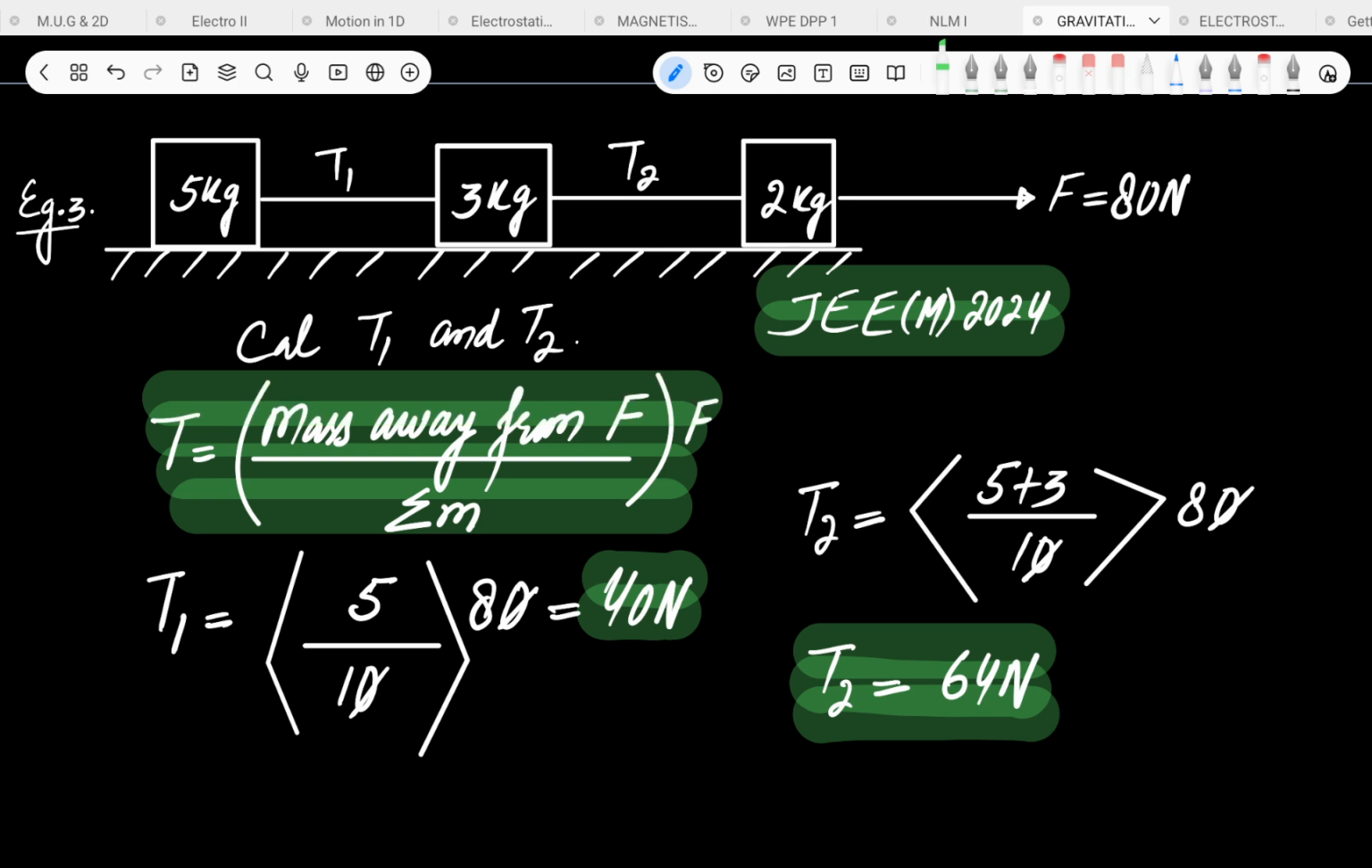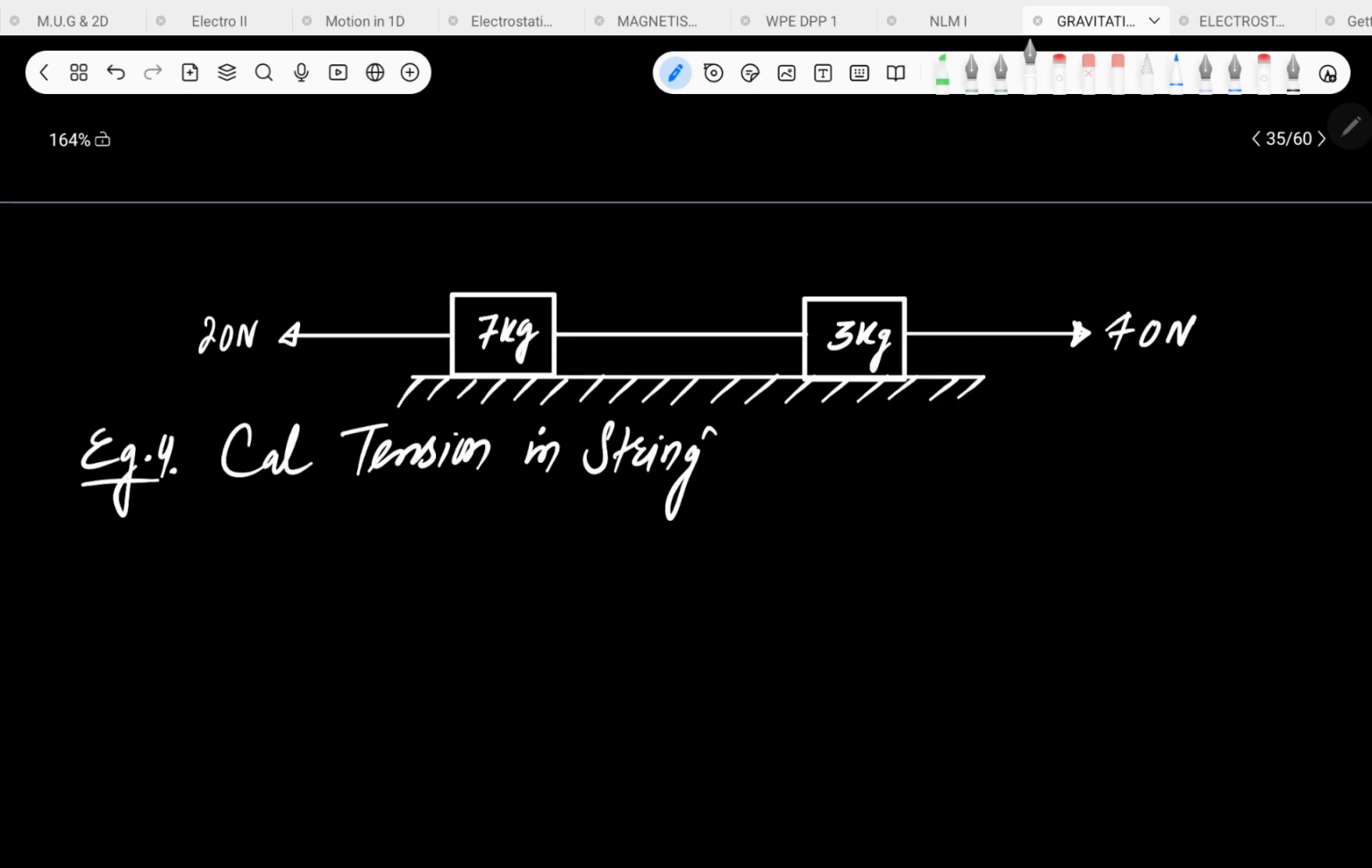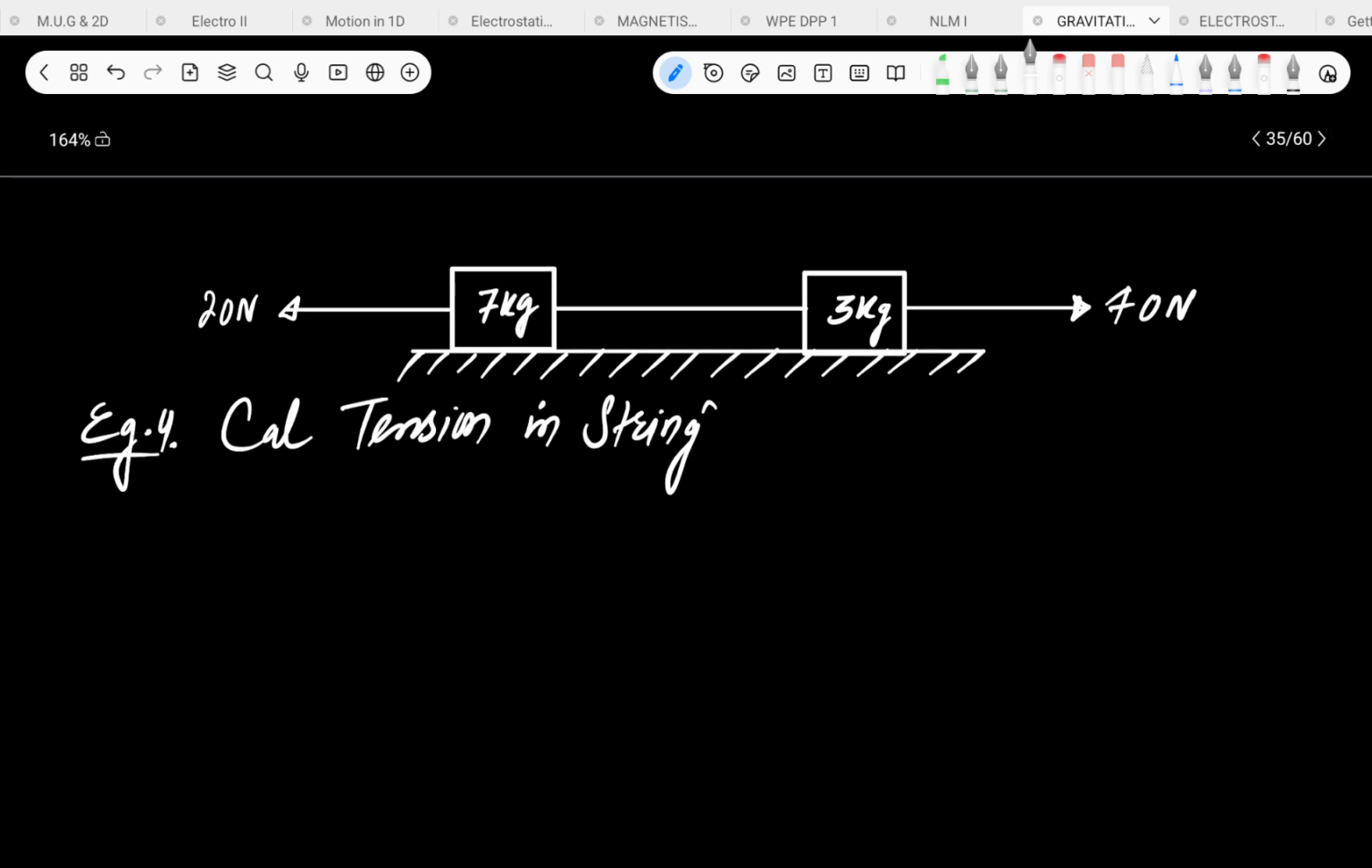Okay, so next we have one more question on this variety. Let's try to do that. See that this is example number 4. Example number 4 is that there are two blocks. One block is block A and another block is block B. Okay, mass of the block A is given to us, that is 7 kg. Mass of the block B is given, that's equal to 3 kg. Now in this very case, two external forces are applied. One force is this 40 Newton and another force is this 20 Newton. And what we have to calculate is the tension in the string.